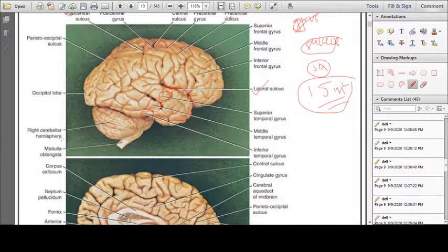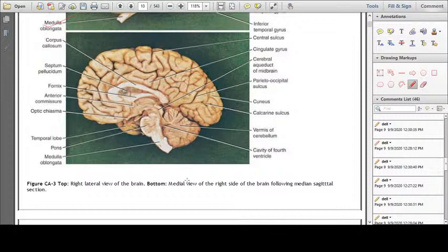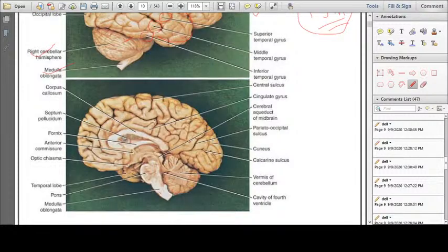This is the right cerebral hemisphere, and this one is the medulla oblongata. Now this is a medial view of the right side of the brain. What structures can we see? These are actually the coronal cross sections. The first structure we can see is the corpus callosum. So what is the corpus callosum?